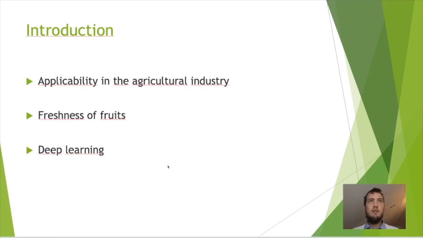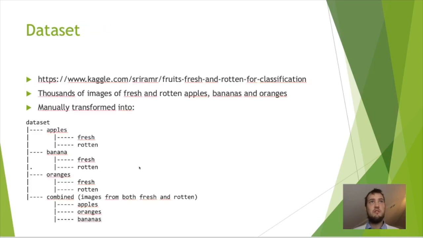I wanted to do something that was applicable in the agricultural industry, especially when it comes to the quality of fruit. I wanted to make something that would automatically detect the quality of different types of fruit. So on Kaggle I found a data set which inspired me that had three different kinds of fruits and whether they were fresh or rotten. Then I also had the ambition to improve my deep learning skills. So that's how I came up with this project.